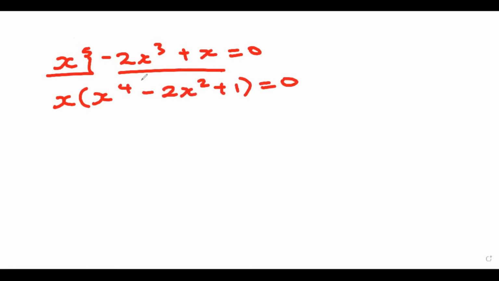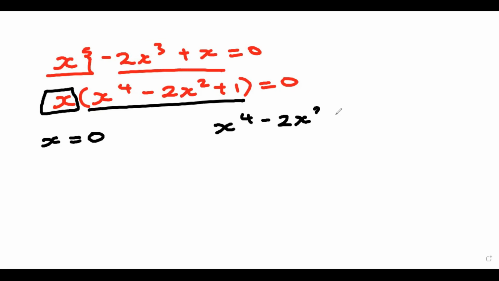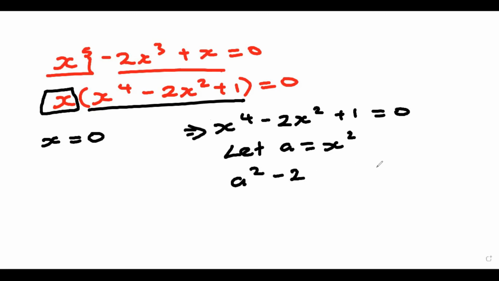So now that you have two things being multiplied and equated to 0, that means this part by itself is equal to 0. So you have x is equal to 0. And then you have this part by itself is also equal to 0. So now we have to work this in a reducible form. So again, we can say let a be equal to x squared. So we have a squared minus 2a plus 1 equals 0. So again, we know that a is equal to 1, b is equal to minus 2, and c is equal to positive 1.